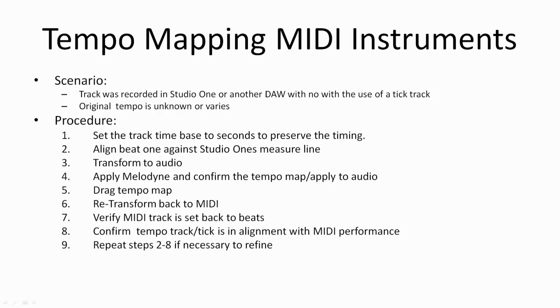Then we'll retransform that back into a MIDI track, and we'll verify that our track is set back to beats instead of seconds. And then we're going to confirm that the tempo track and the tick is aligned with the MIDI performance. And if need be, you repeat as many times as you want. Each time you refine it, you get a little bit closer. Eventually you'll get it perfectly lined up, and then you have a performance that you can keep at that tempo, or you can smooth it out.